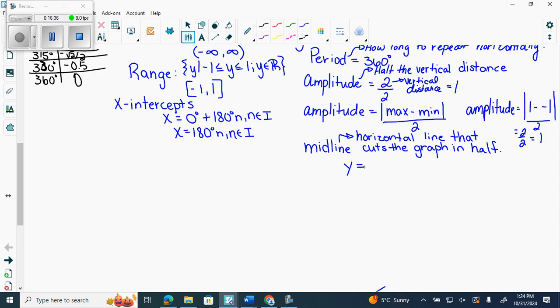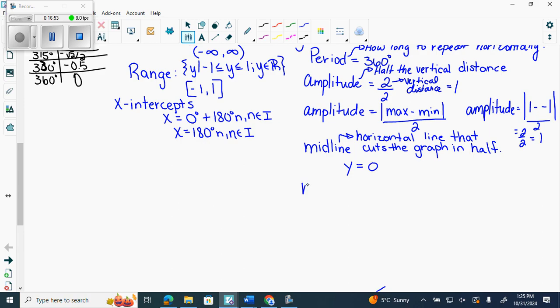y equals 0. That is a horizontal line. y equals 0. Now, guys, there's also a formula for midline.